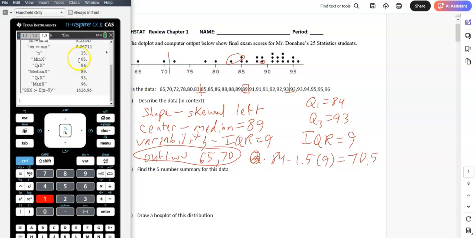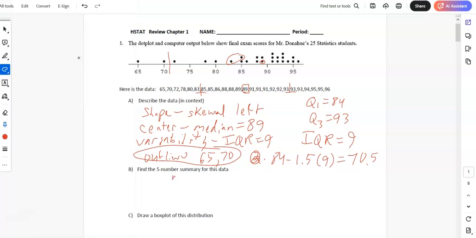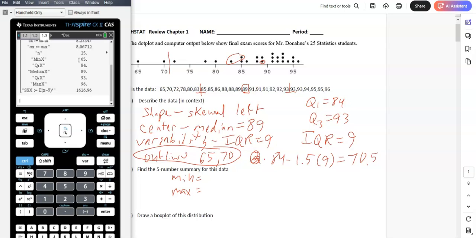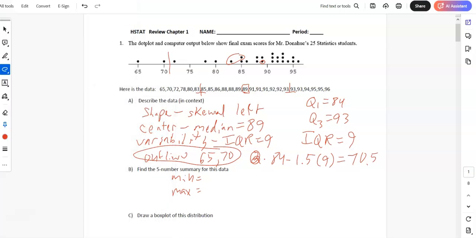There's the 5-number summary. Start with the min. Min is 65. Let's see, I thought Q1 was 84. Median, I thought was 89. Good, I got that all right. It's good to double check this kind of stuff when you can. So the only ones I don't have are the min and the max. Were 65 and 96. And the median, Q1 and Q3, I already listed those above, so I'm not going to waste time on the screencast.